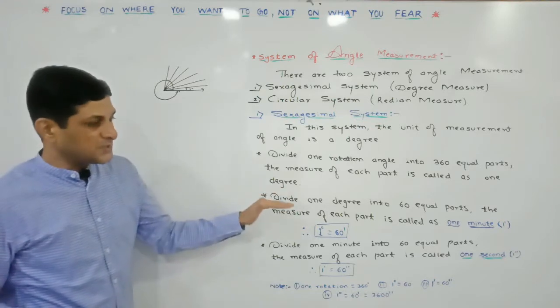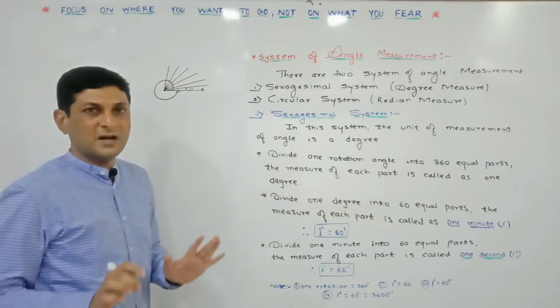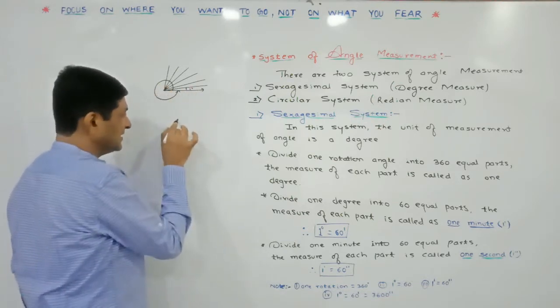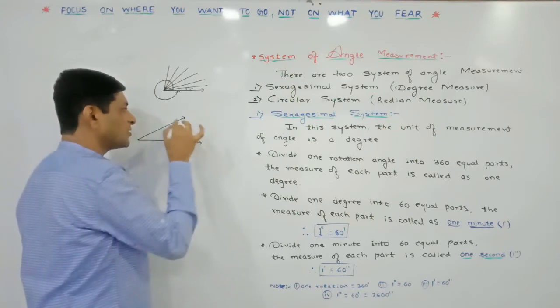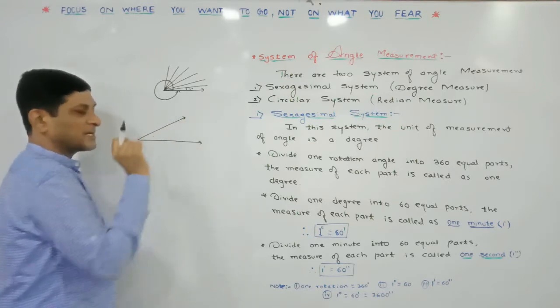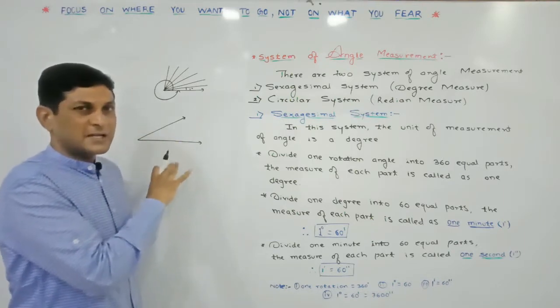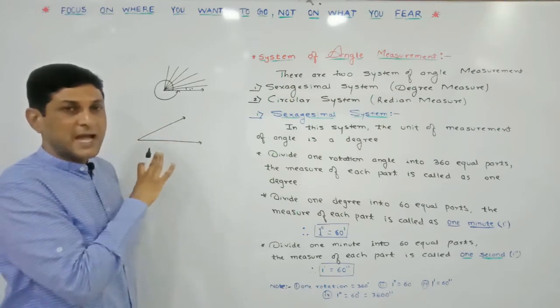Now we are discussing the second very important part which we have not studied up to class 10th. Let us suppose that this angle is 1 degree. I have drawn it very big, but 1 degree is actually very small. Just try to understand; you should easily understand it, that is why I have drawn this angle big. But think that this angle is 1 degree.